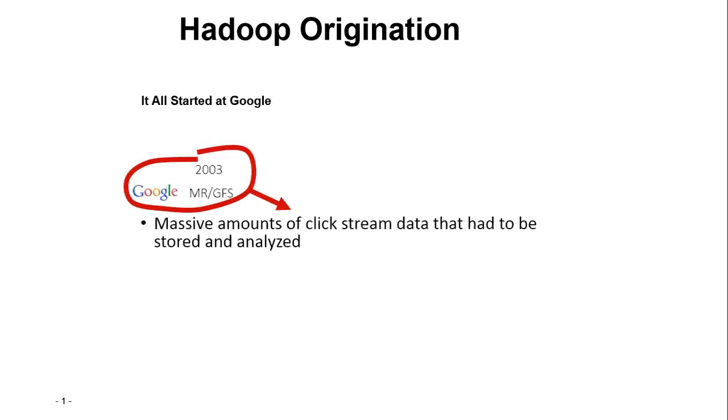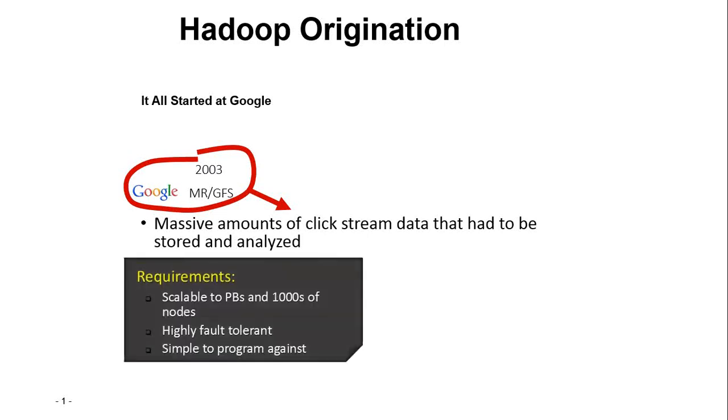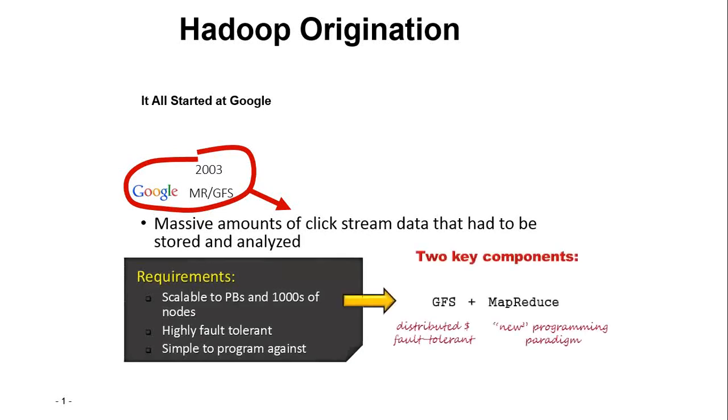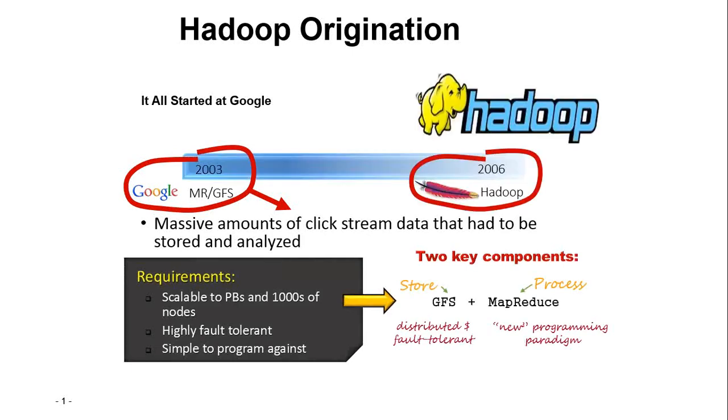Okay, we'll talk about Hadoop's origination. It all started with Google. Google published a paper in the year 2003 on MapReduce and the Google File System. It talks about handling massive amounts of clickstream data, and this white paper was given by Sanjay Ghemawat. Based on this paper, Doug Cutting created Hadoop in 2006. The primary requirements for the Google File System and MR were that it has to scale to petabytes of data and thousands of nodes, and it has to be highly fault tolerant and simple to program.